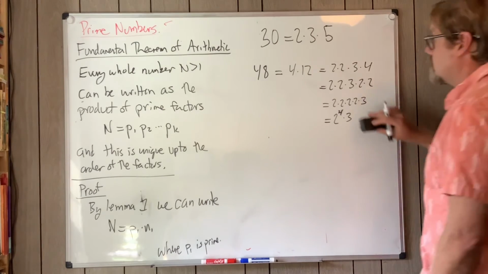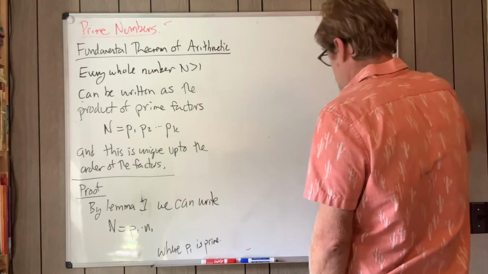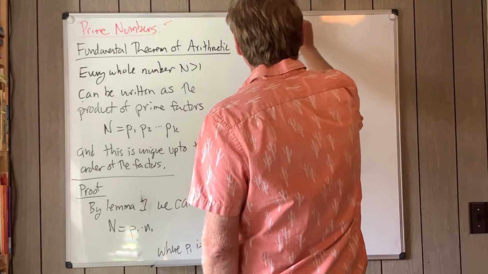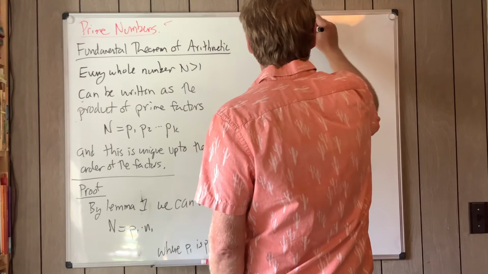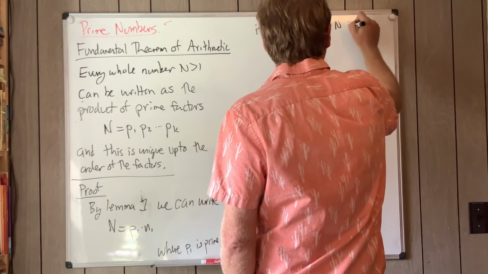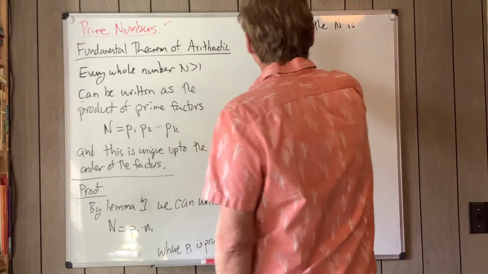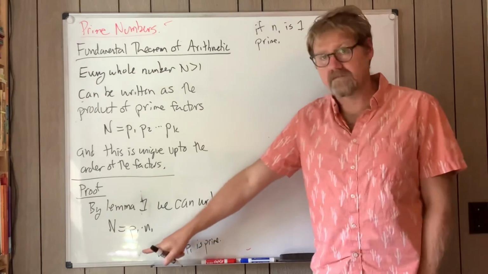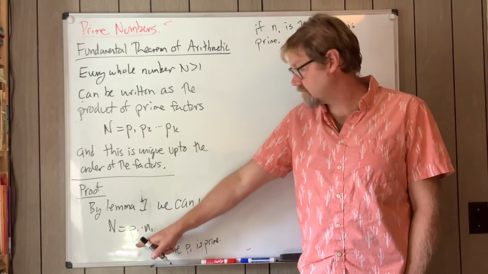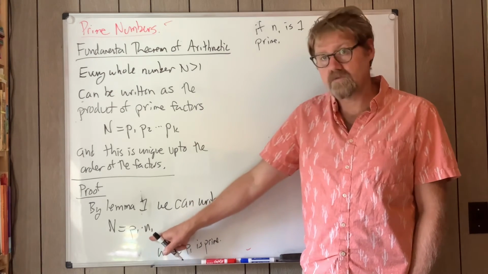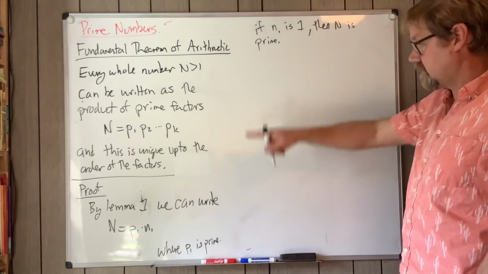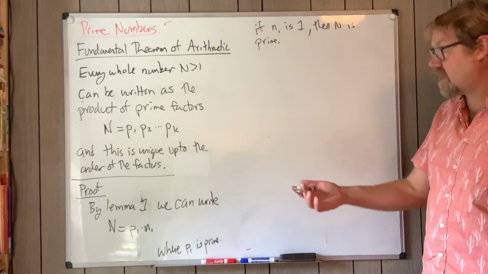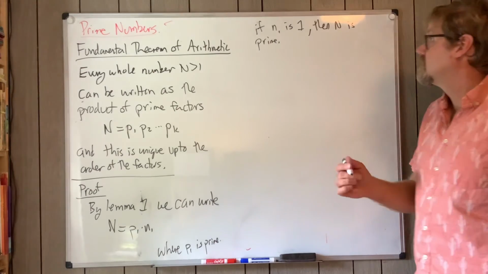Okay. If n1 is 1, then n is prime, because that's the definition of a prime, the only two factors are itself and 1, right? So if when I do this I come up with just one prime, then the original was prime.